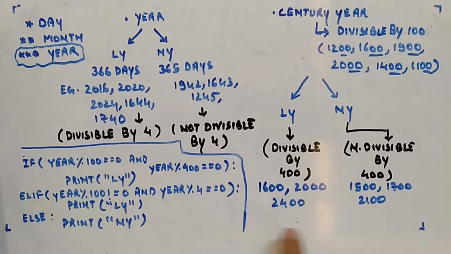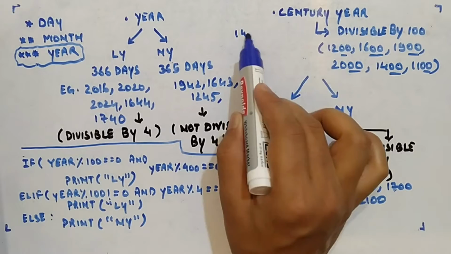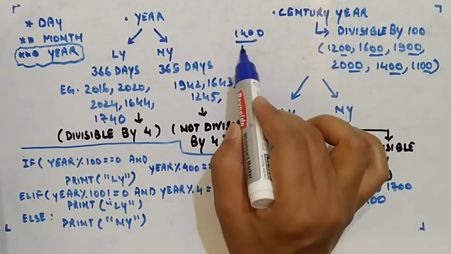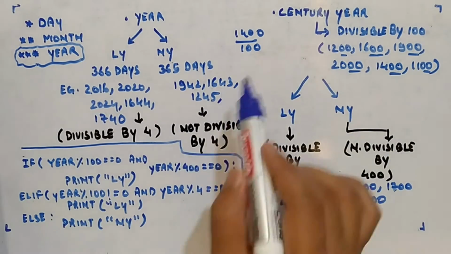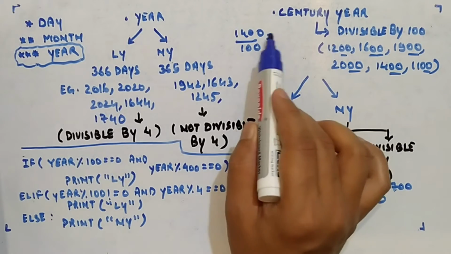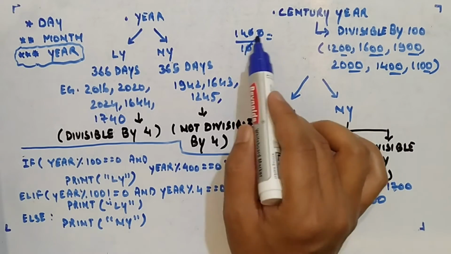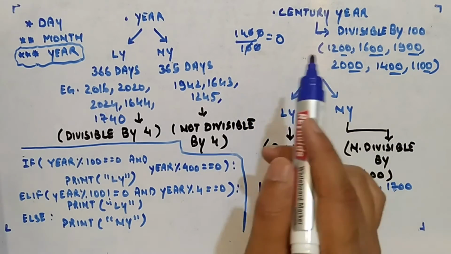Okay, if you have any year, let's say 1400, divide by 100 and it will check for the remainder. What will be the remainder? It is completely divisible, so 0 will be the remainder.